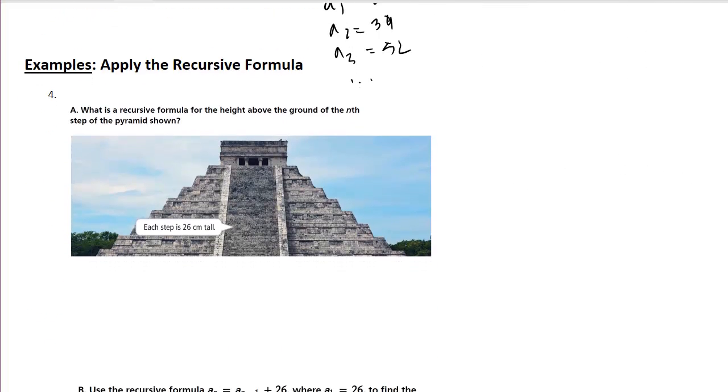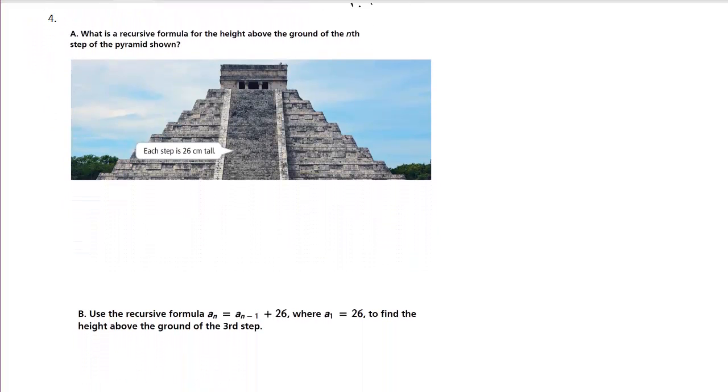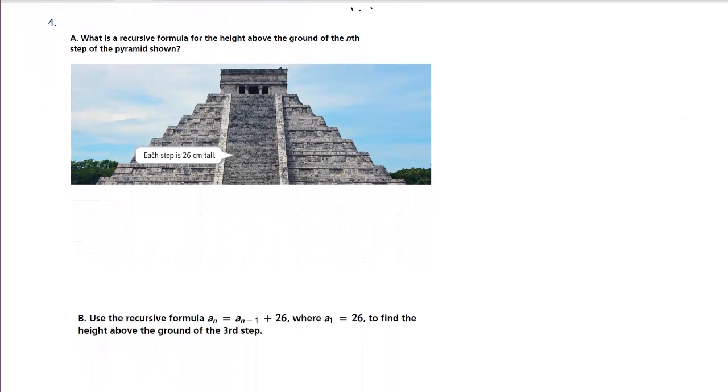Looking at the next example, applying the recursive formula. We want to determine the formula that represents the height off the ground of the nth step within that pyramid, whatever number of step that might be, whatever n might be, whether it's the 100th or the 62nd or the 43rd. We don't know, it doesn't really matter. So we want to go ahead and define that formula.